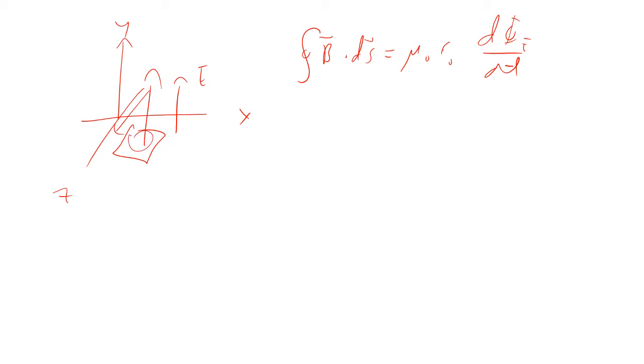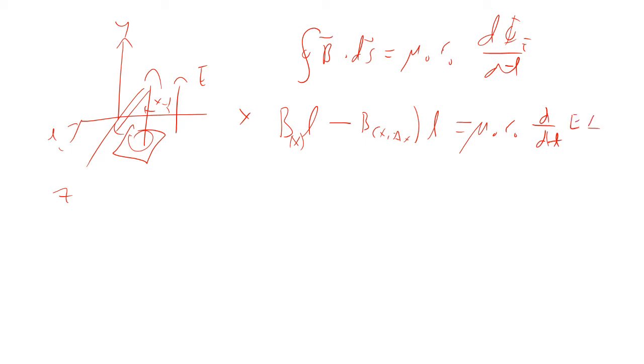And so that would mean that we have B times L, so this is some L this way and some delta X, B times L, B at X times L, minus B at X plus delta X times L. Okay, that's equal to mu naught epsilon naught times the derivative with respect to time of E times delta x times L. So like before, the L's are all constants, so they cancel. Delta x is constant, so it comes out of the integral. Then we can divide through both sides.